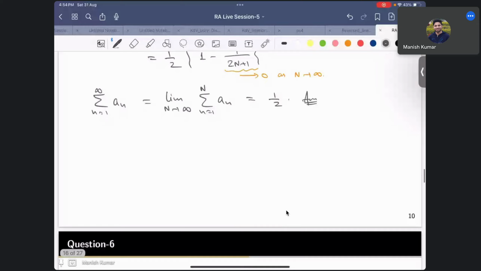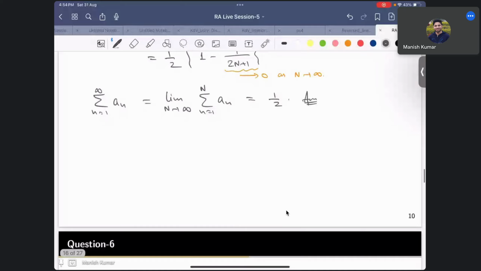Yes, sir. So can you see question number 6? Yes, sir. Okay. So is everything fine with the fifth problem? Yes, sir. Okay, so now let's move to the next problem, which is the sixth one. In the sixth one, you have two series. We have to check the convergence of these series.